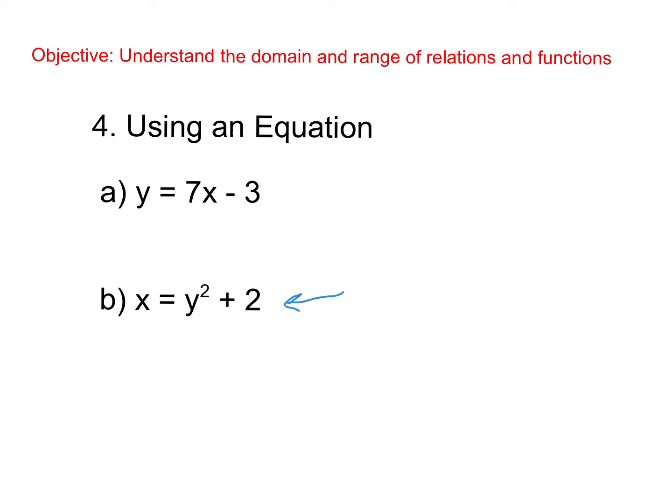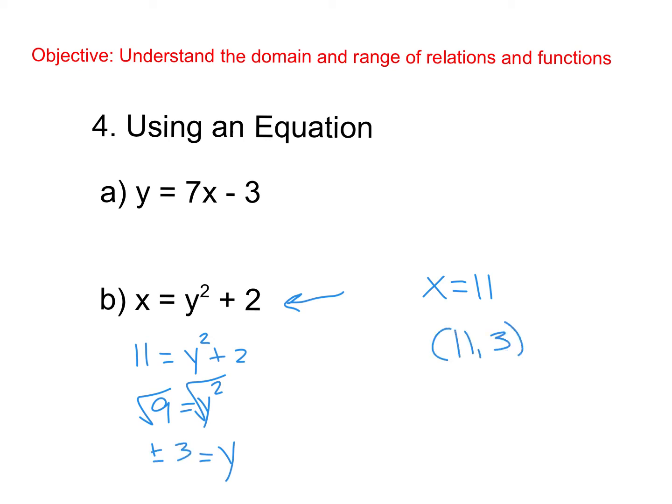This one is actually not a function. Plug in x equals 11. What do you get? You plug in x equals 11, you get 11 equals y squared plus 2. Y squared equals 9. And then how do you solve for y? But remember, when you take the square root, you're supposed to do plus or minus. So the point 11, 3 and 11, negative 3 is on the graph. So this one is actually not a function.